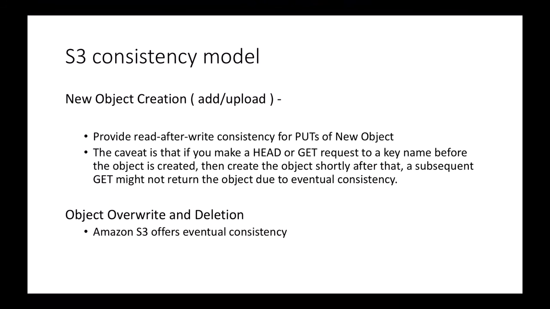Okay, thank you. Yeah, and then there's something called eventual consistency when you overwrite or delete any object. So eventual consistency means, okay, eventually it's going to happen. So let's say if I'm deleting some file and I'm running some kind of command to list all those buckets, there might be a possibility that even after deleting the file, you're able to see that file in your list.